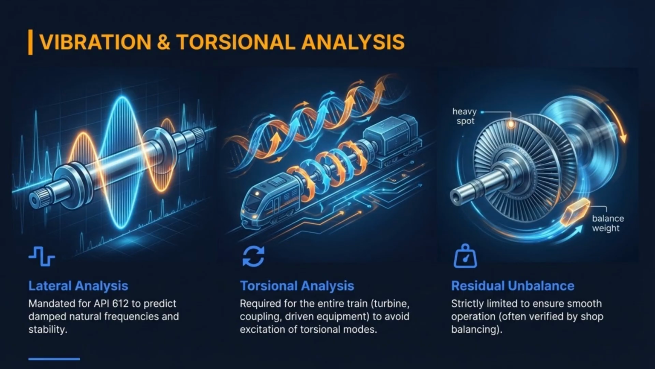Torsional analysis. This is huge. We analyze the entire train, turbine, coupling, and the driven equipment to make sure that they don't excite torsional modes that could snap the shaft like a twig. Residual unbalance. We strictly limit this to ensure smooth operation, often verified by high pressure, high precision soft balancing.